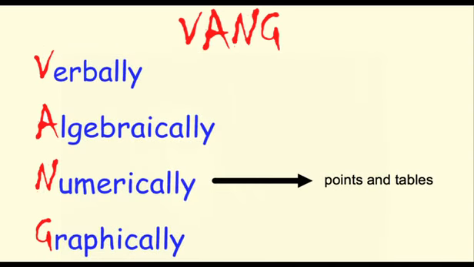We're going to look at slope verbally, algebraically, numerically, and graphically. So we've just done numerically. That's looking at points and tables. I want to make sure we can do this all 4 ways. So when you understand and can tie these all 4 together, you've got a good understanding of slope and you'll be good to go. So let's take a look at each one of these individually.